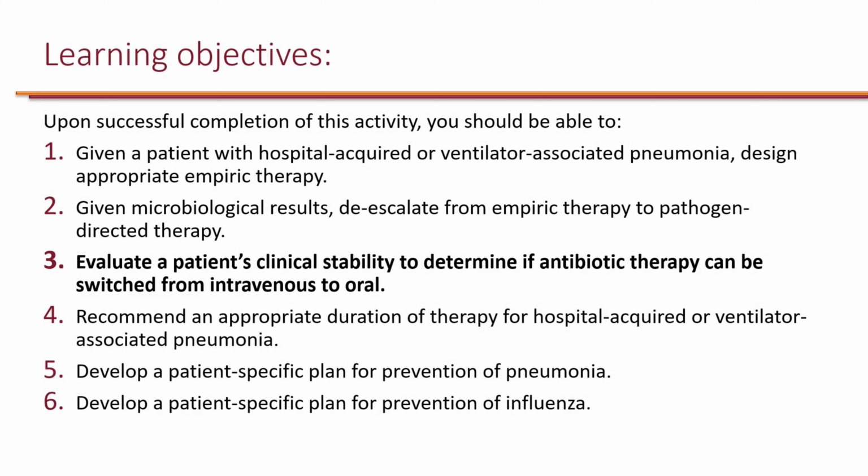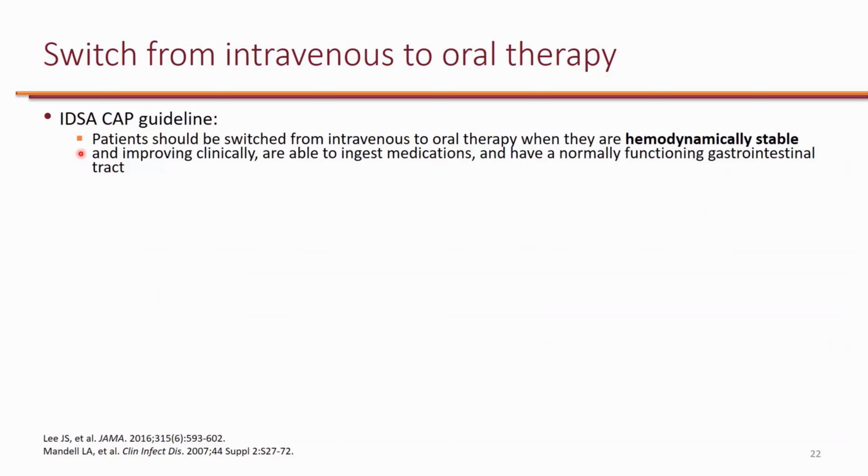We designed appropriate empiric therapy for HAP and VAP, and we de-escalated from empiric therapy to pathogen-directed therapy. Now let's evaluate a patient's clinical stability to determine if antibiotic therapy can be switched from IV to PO. Now, IDSA guidelines for community-acquired pneumonia give us some guidance for switching patients from IV to PO. Keep in mind that community-acquired pneumonia can be treated as outpatient in moderate or less severe patients, whereas in hospital patients, the patient will receive IV antibiotics.